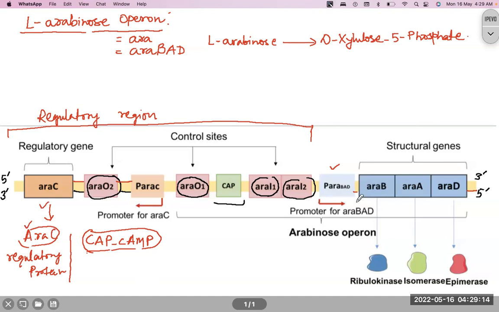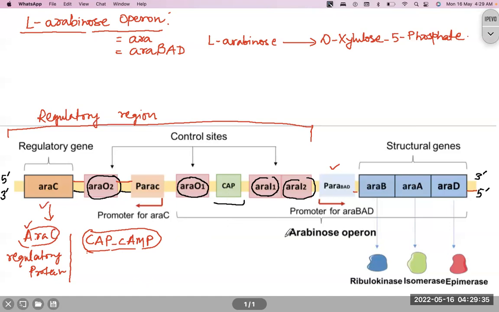There are three structural genes, araB, araA, and araD. They encode the enzymes for L-arabinose catabolism. There is also a CAP binding site where the CAP-cyclic AMP complex binds and facilitates catabolite repression.